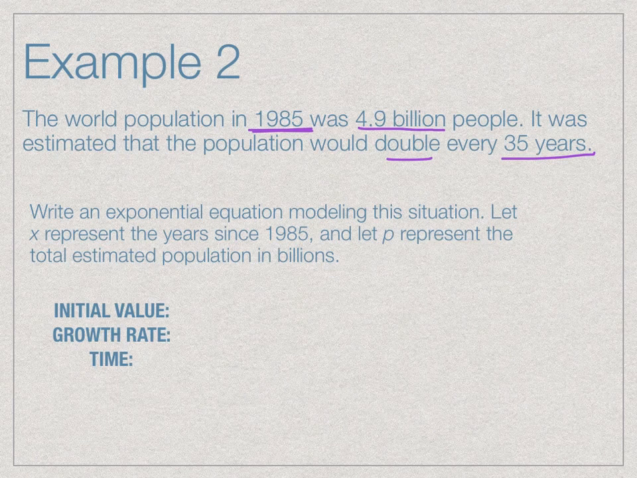So in this case, my initial value was how many people I started with, and that was 4.9 billion. I think I'm just going to write it as 4.9 and not worry about the billion, and I'll just know that my answer is coming out in billions.